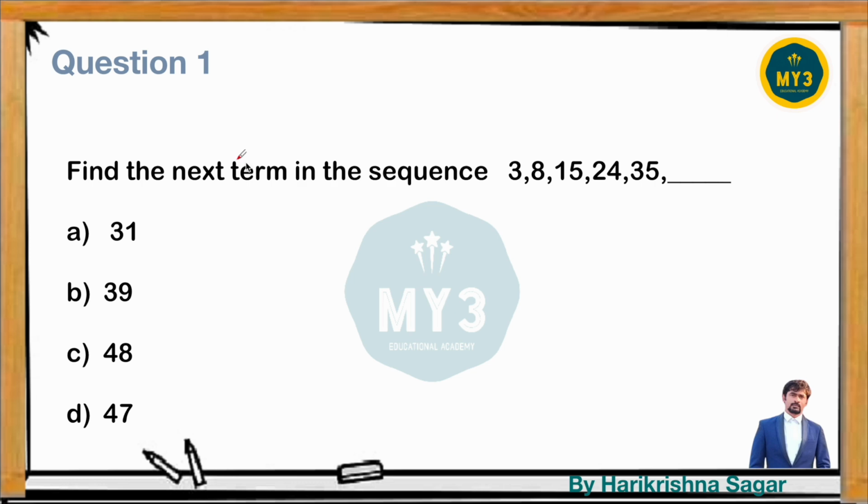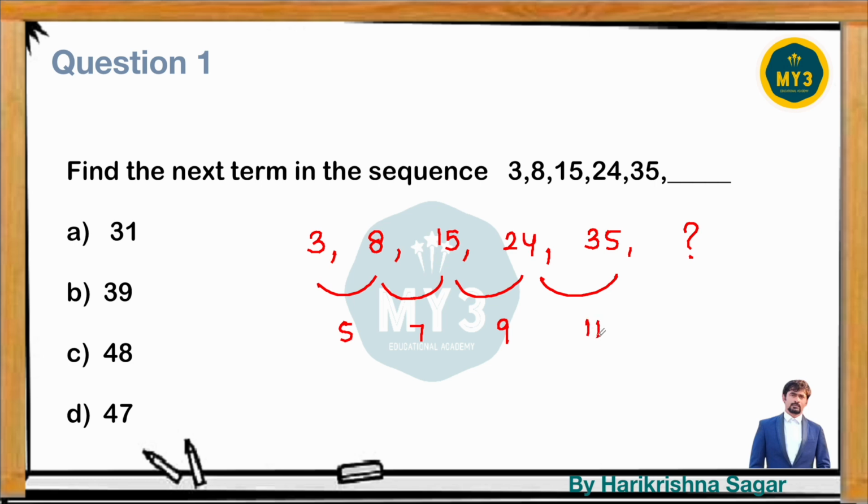If you observe this question, what is the next term in the sequence? They given the question like this: 3, 8, 15, 24 and 35. What is the next term here? So one standard way of solving is going with the difference. You can observe the difference. Difference is 5, difference is 7, difference is 9, difference is 11. What is the next difference? So you can say 5, 7, 9, 11 means next difference is 13. 35 plus 13, your answer will be 48. Like that we can mark the answer.